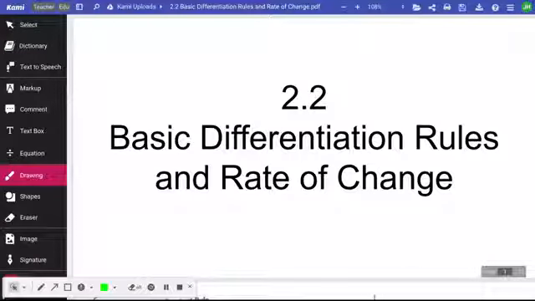Okay, so we are doing section 2 of chapter 2, basic differentiation rules and rate of change. It will be split into 2 sections, so you'll do the beginning, part 1, today, Monday, and then you'll do the other part on Wednesday. All homework will be due on Friday for both of those sections.